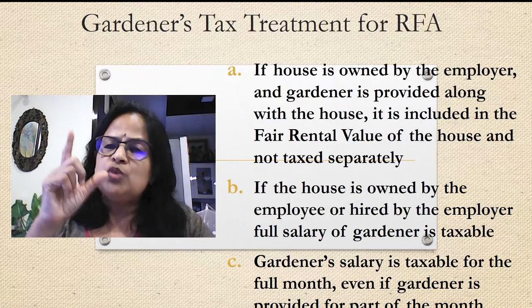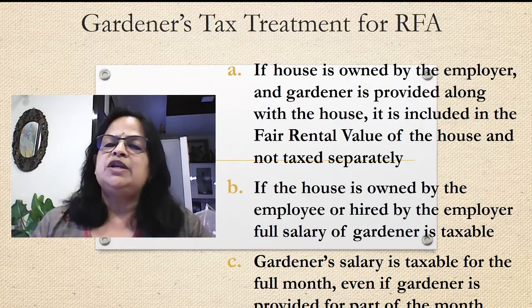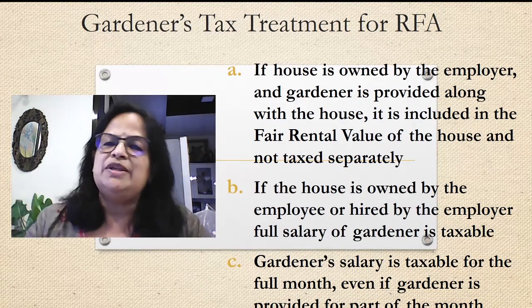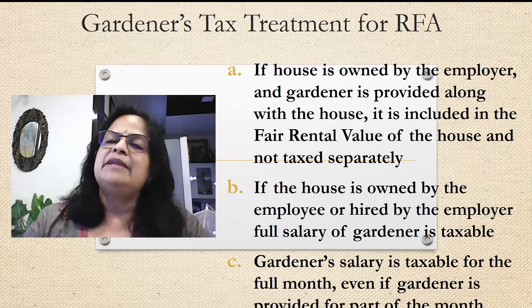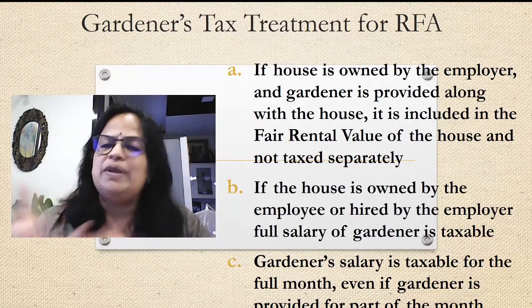So if the house is owned by the employer and a gardener is provided along with the house, it is included in the fair rental value of the house and not taxed separately. So in the question, the fair rental value of the house includes all the amenities. So the gardener's salary paid by the employer will also be included. That is the first point: the house is owned by the employer.